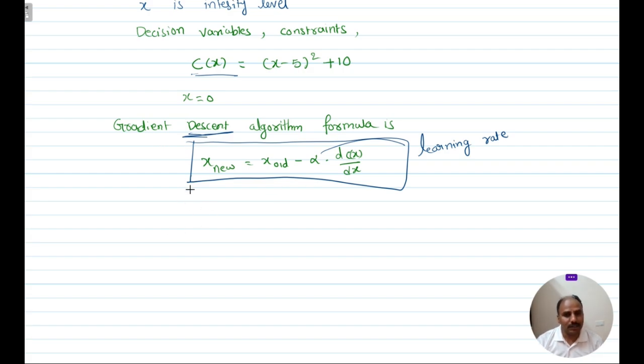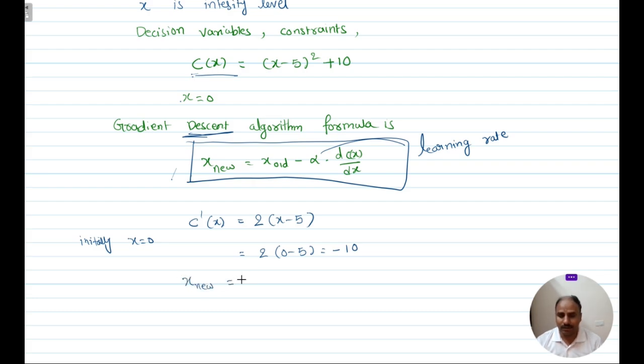So before this, first we have to differentiate our objective function with respect to x. When I differentiate this equation, it gives 2 into (x minus 5). Now, as we already discussed the initial variable, initially x equal to 0. If I substitute x equal to 0 here, that's simply 2 of 0 minus 5, which is minus 10. So dC of x by dx, that is C dash of x, is minus 10.